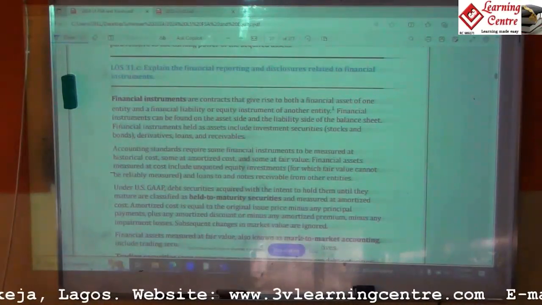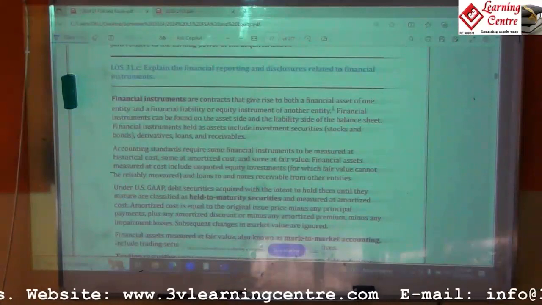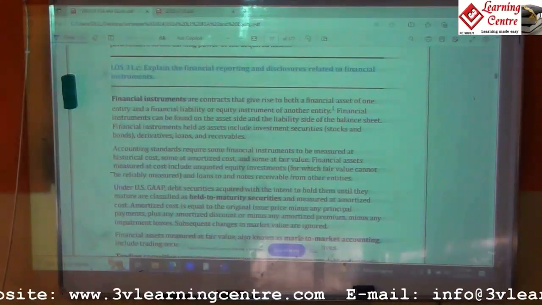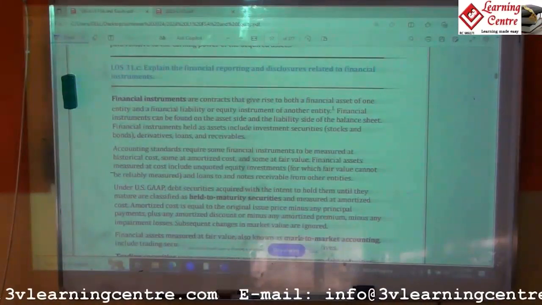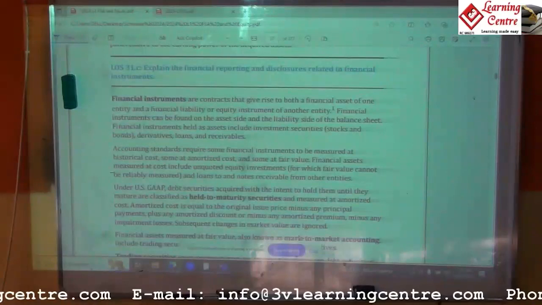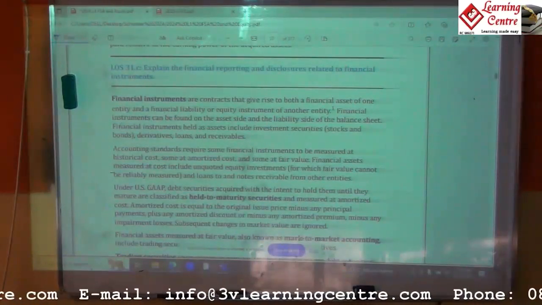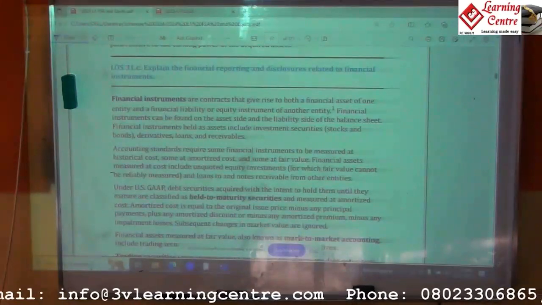So the next one is what? Investment property. What do you understand by investment property? Who is following? If there's anything that is of concern to you, please let me know. Investment property. What do you understand by investment property?